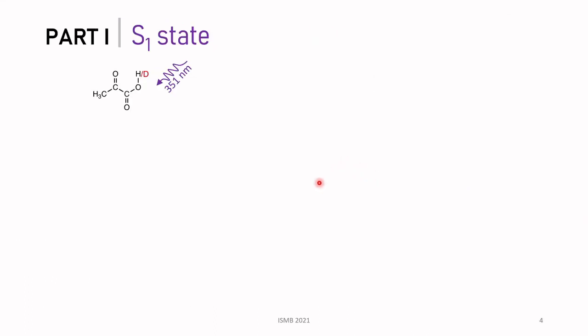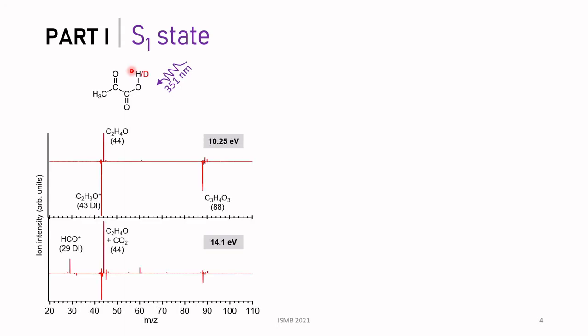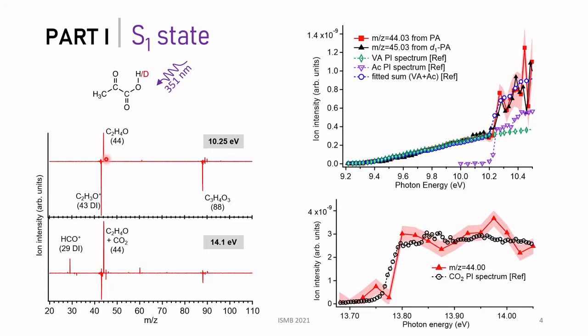The expected dissociation in the S1 state, which we access using a 351 nanometer excimer laser, unfortunately gives both mass 44 products with empirical formula C2H4O and CO2. So we have also synthesized a monodeuterated product to confirm our results. As expected, the mass spectrum shows only mass-to-charge 44 as the major product peak, and we confirm that using the photoionization spectrum like you see for carbon dioxide in the bottom panel.